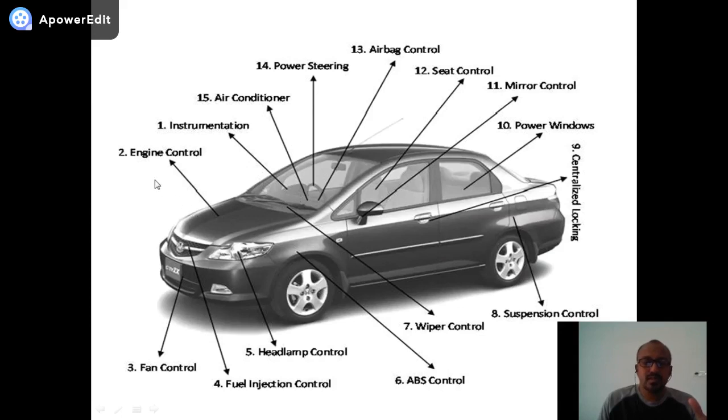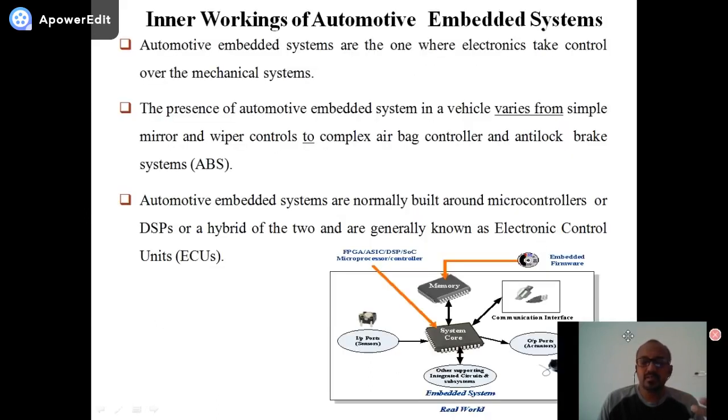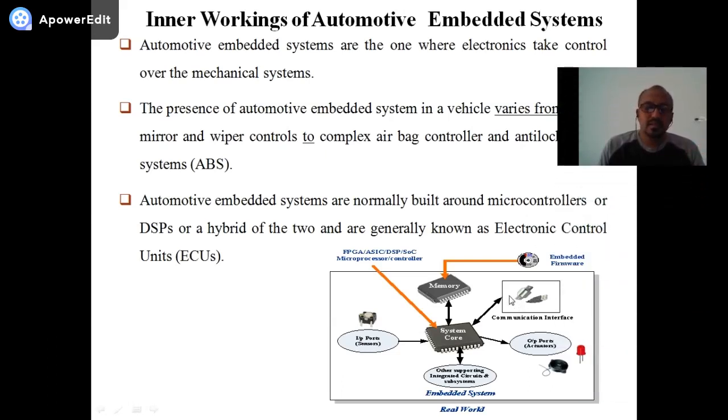instrument icons on the cluster, and then engine control, fan control for heating and cooling purposes, fuel injection control, headlamp control, then ABS, anti-lock brake system control, wiper control, suspension control, then centralized locking, power windows, mirror control, seat adjustment control, airbag, power steering, air conditioner, and even many more units. Basically, top-end models will come with all these control units, and even many more control units are also incorporated in this.